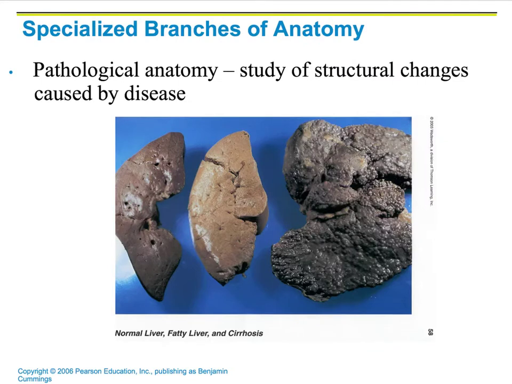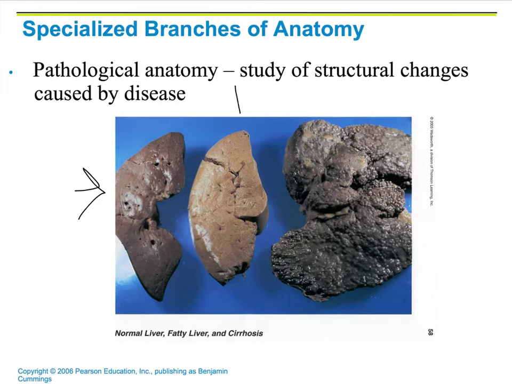There are specialized branches of anatomy, one of which is pathological anatomy. This is the study of the structural changes caused by disease. This is what tends to interest most people. In this picture, you are seeing a normal liver, the first one, right here. That is a normal liver, even though it looks kind of disgusting.